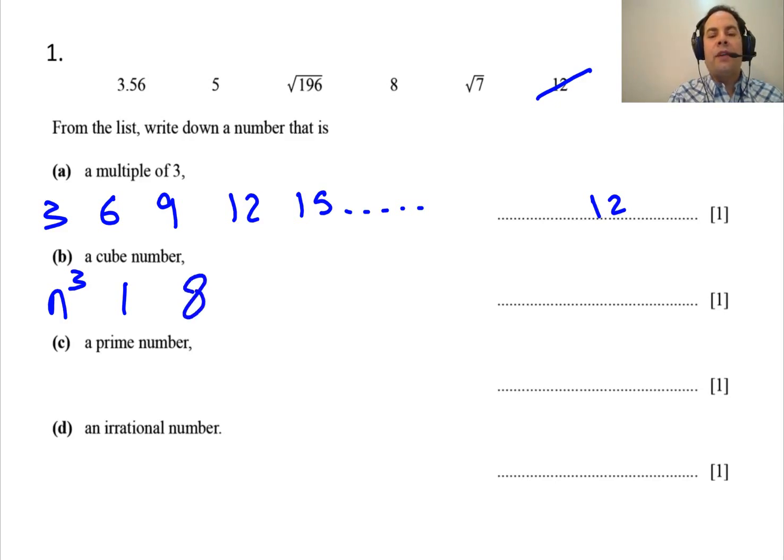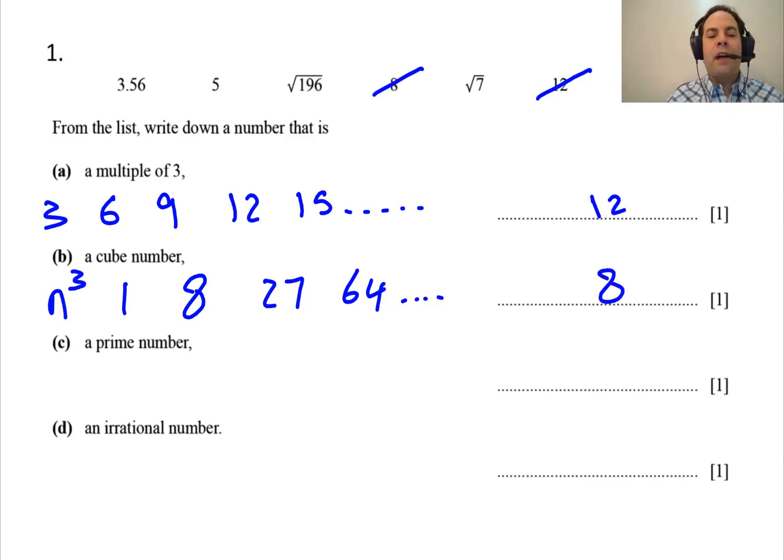3 to the power of 3 is 27. 4 to the power of 3 is 64, then 125, 216. It is a number whose cube root gives a whole number. So the cube root of 1 is 1, the cube root of 8 is 2, the cube root of 27 is 3. So from the list, which is a cube number, the answer is 8.